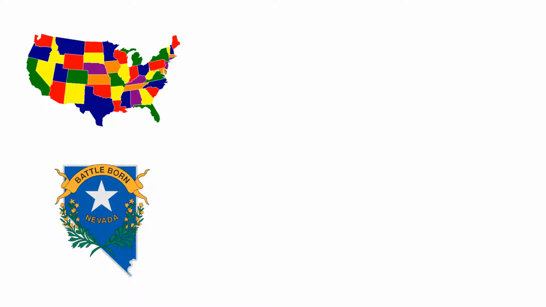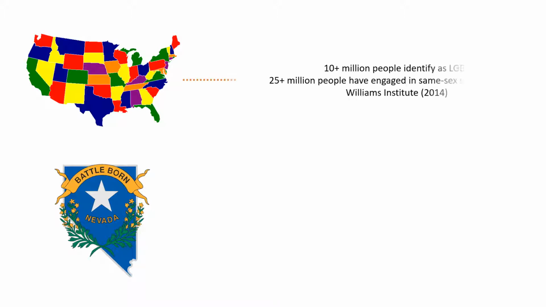And so the first thing I wanted to start off with was to show you some numbers, meaning how many LGBT people are there within our country and within Nevada. As you can see, within the United States of America, there are over 10 million people who identify as LGBT. And there are over 25 million people who engage in same-sex sexual behavior, who may or may not identify themselves as LGBT, but nonetheless they are engaging in same-sex sexual behavior.